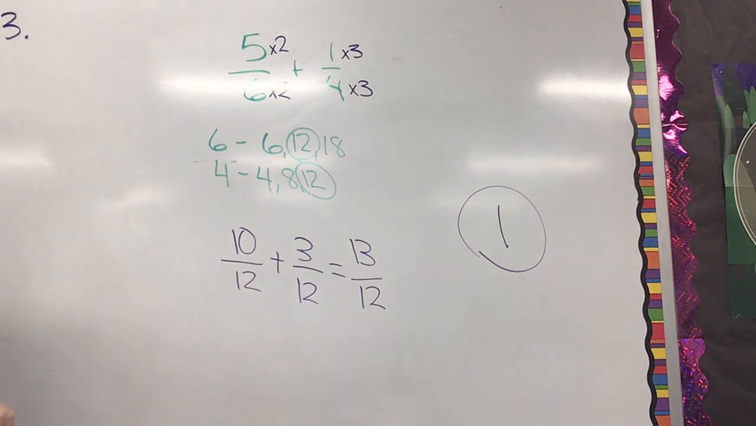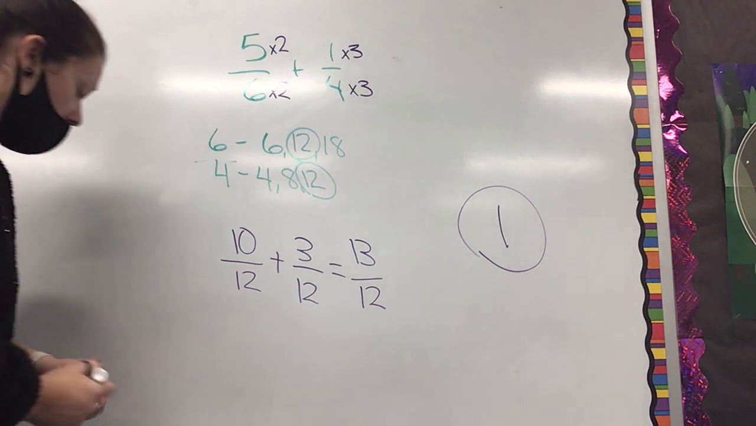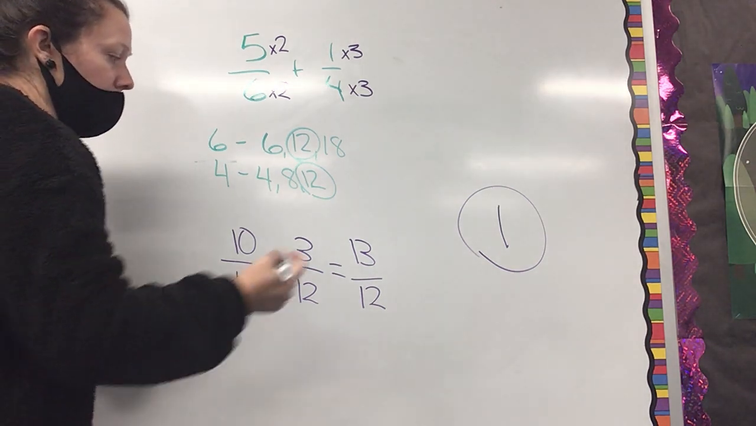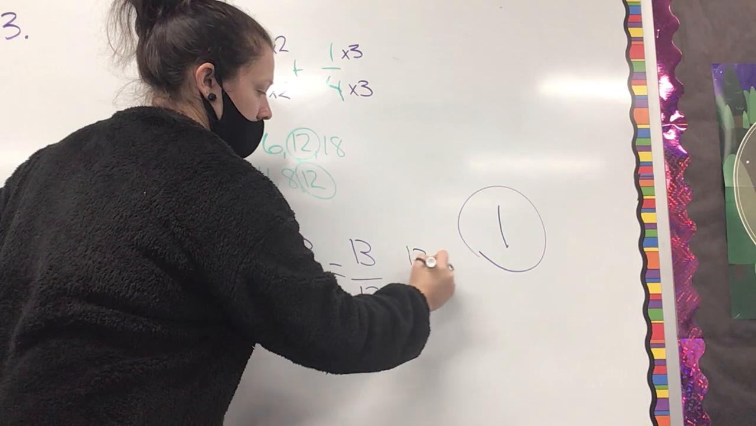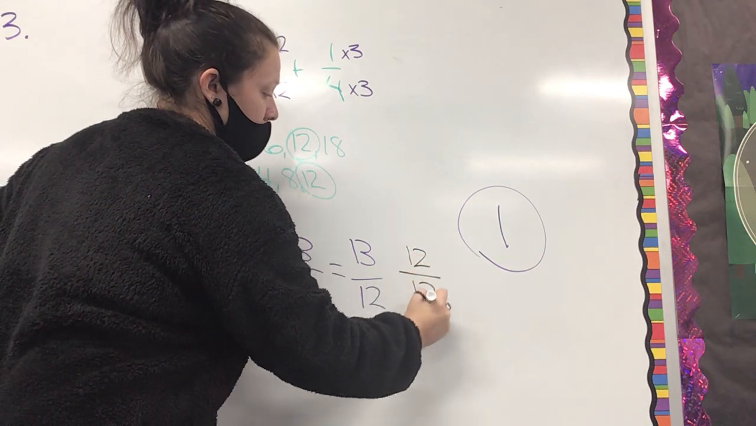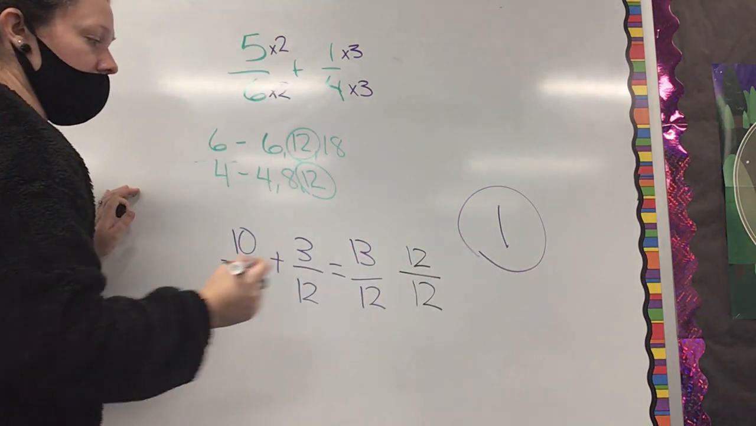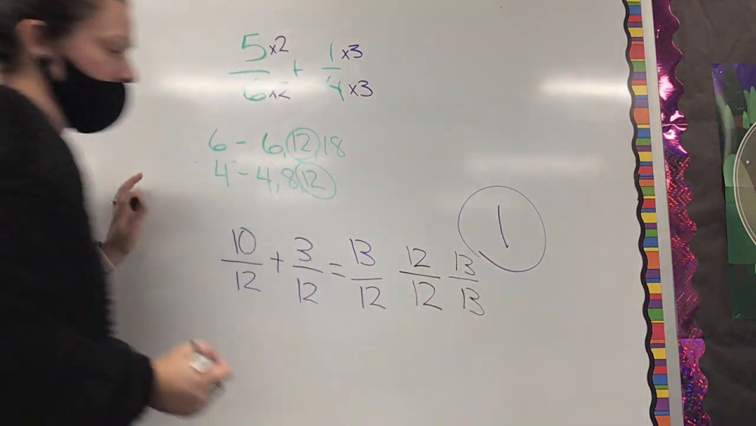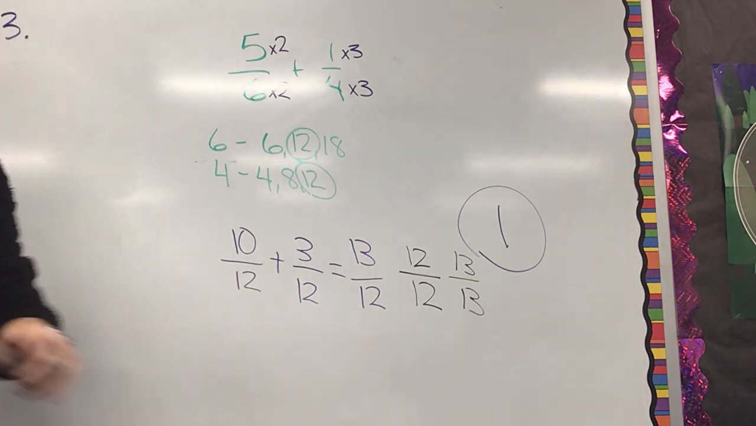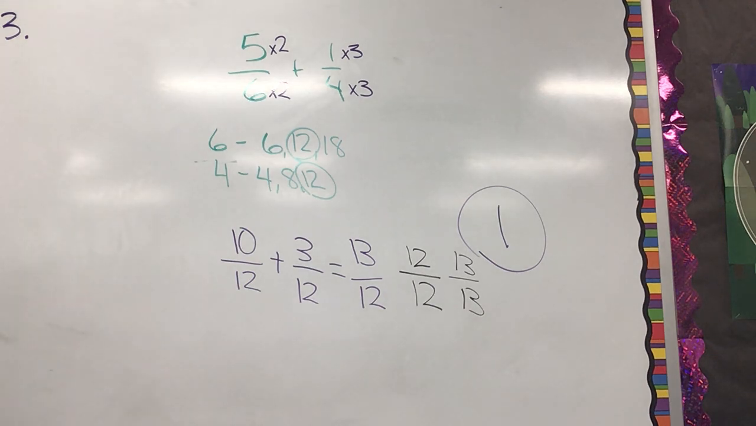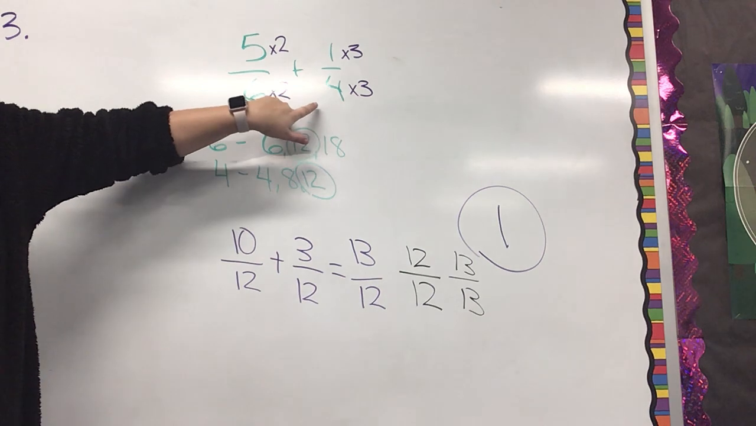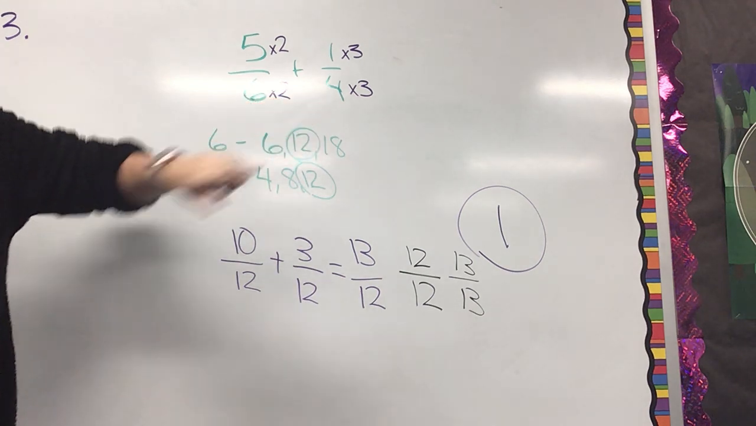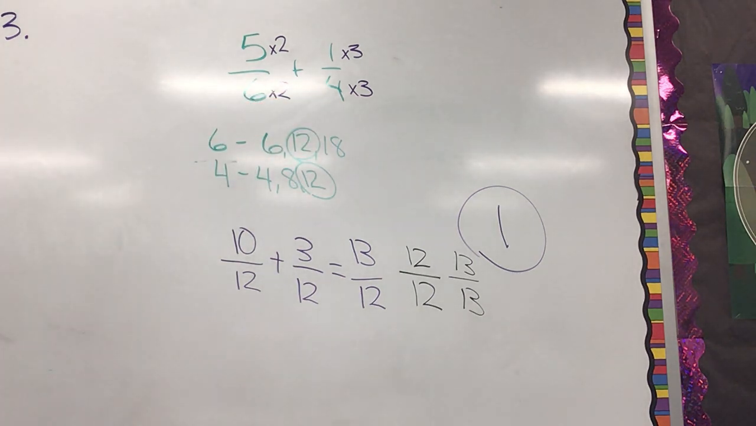Is that a whole number? No. It's close, because what would be a whole number here? 12 over 12, or 13 over 13 also. That would be a whole number then, right? Is that super close to a whole number? Yes, just one off. So those two pieces of cable would get me closest to 1 yard.